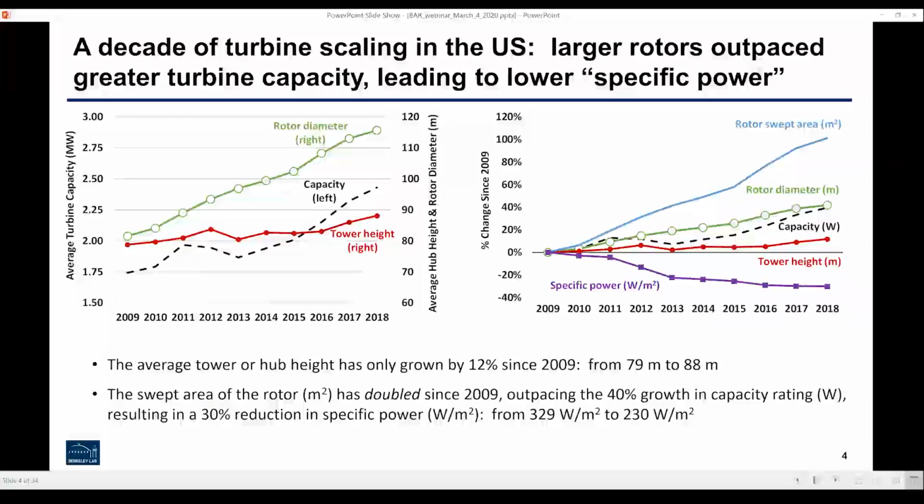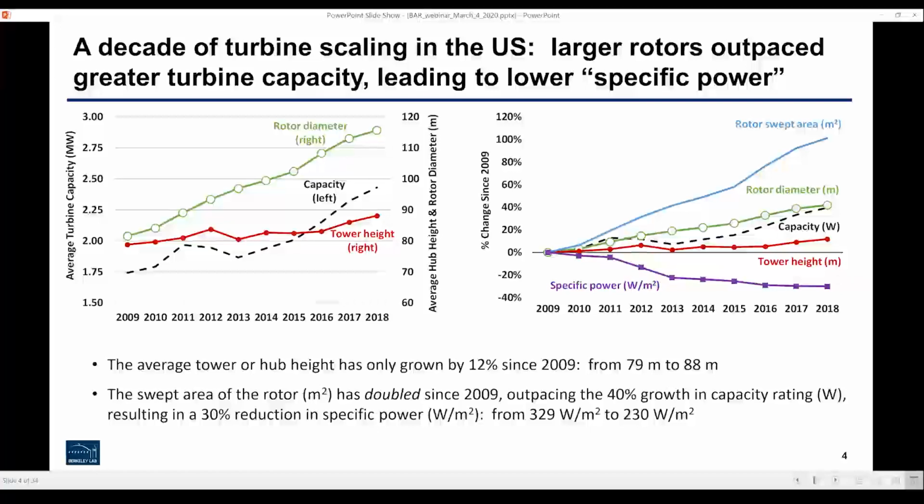But what really matters more so than rotor diameter is the swept area of the rotor, which, if you remember your pi r squared formula from high school geometry class, grows with the square of blade length. And as you can see in the right-hand graph here, the rotor swept area has essentially doubled over this period, greatly outpacing the 40% increase in nameplate capacity, leading to a 30% reduction in the specific power rating of the average turbine, as you can see down at the bottom in purple.